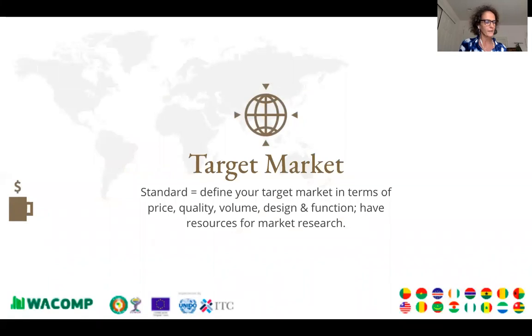A target market is not just about geography. For example, selling to Europe or to the US, or even locally in your own country. But it's also about the position of your company and brand within that market or market niche. The most practical way for a global handmade fashion enterprise to define a target market is by price, quality, volume, design, and function.